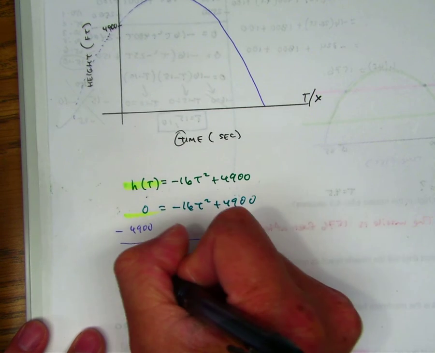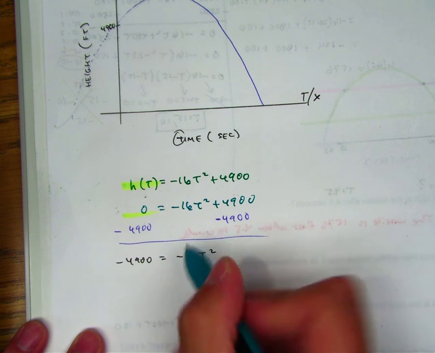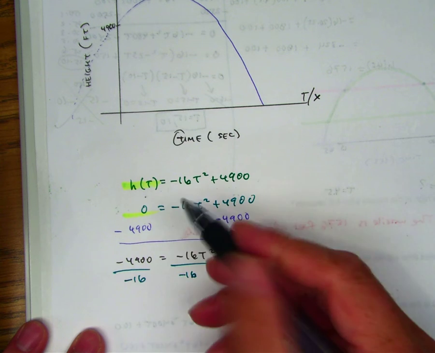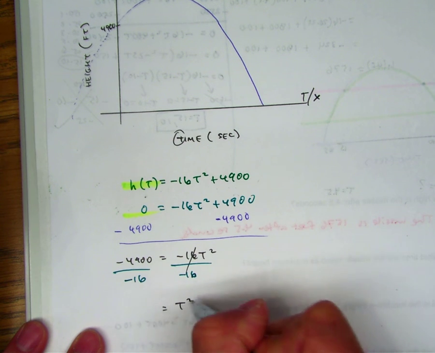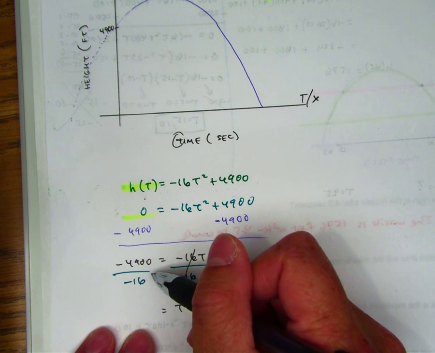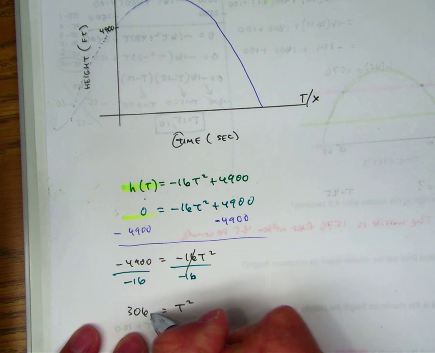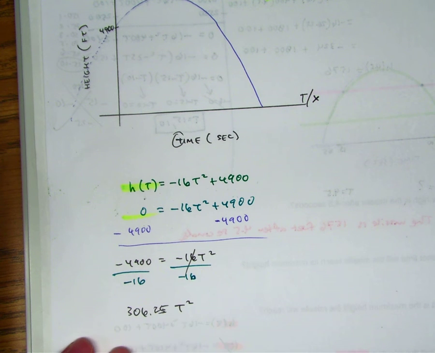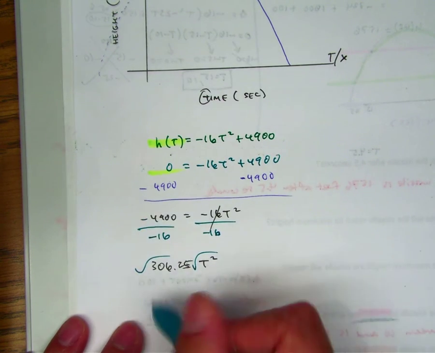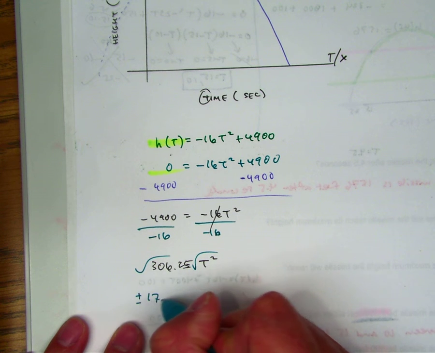So I have negative 4,900 equals negative 16t squared. Divide by negative 16. t squared, when you divide that, someone check for me, I got 306.25. And if I take the square root, I get plus or minus 17.5 equals t.